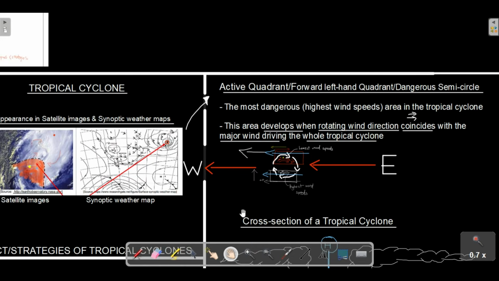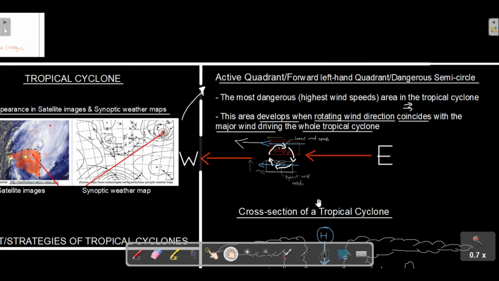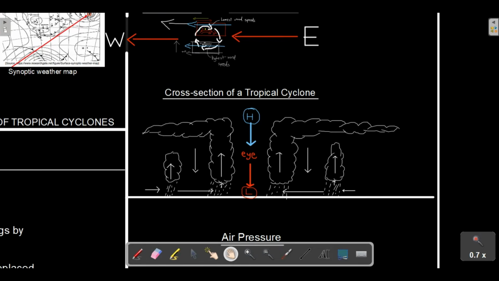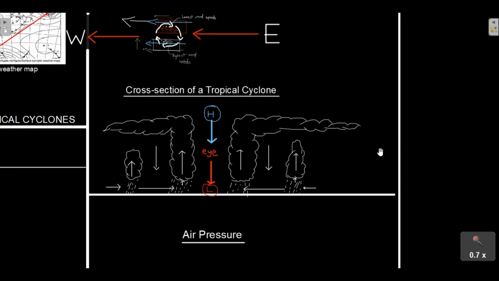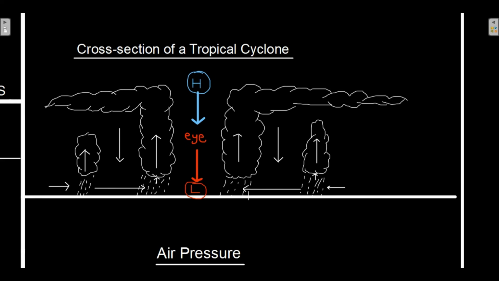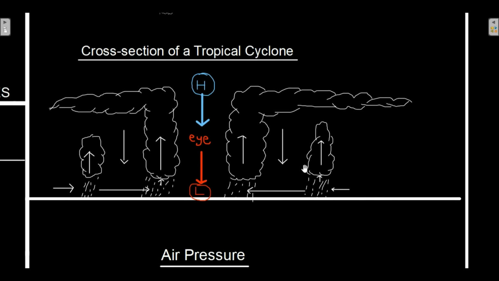Okay, so let's move on then. Now we take a look at the cross section of a tropical cyclone. I had some of you guys really not understanding what's going on here, so I'm going to try and make it simple for you, right?